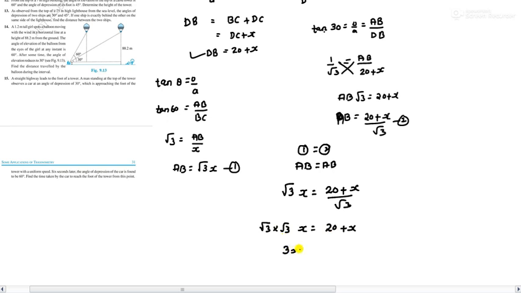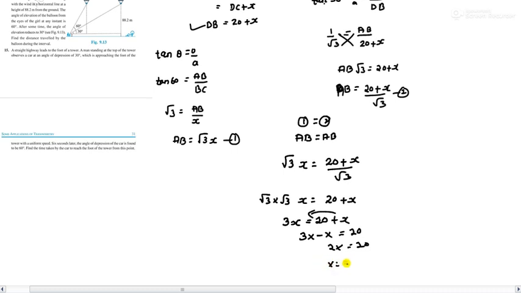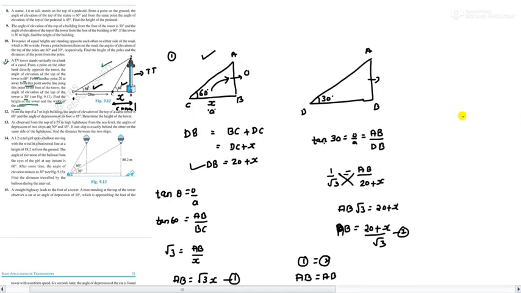So this is 3x, which is equal to 20 plus x. So 3x, I will bring x to the LHS, is equal to 20. So 2x is 20. So x we are going to get 20 by 2, that is 10. So what is x? x is the width of the canal. So we got the width of the canal as 20 meter. Now we need to find the height of the tower, which is AB.